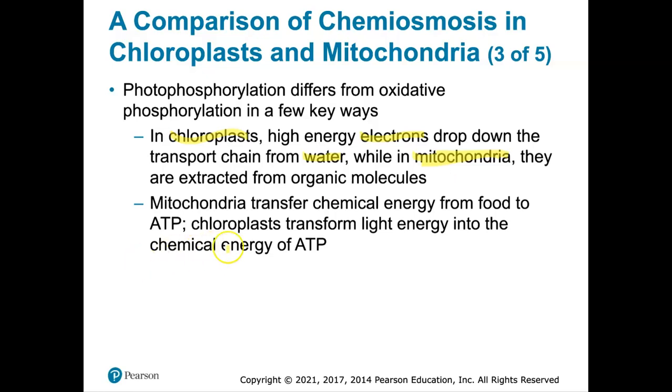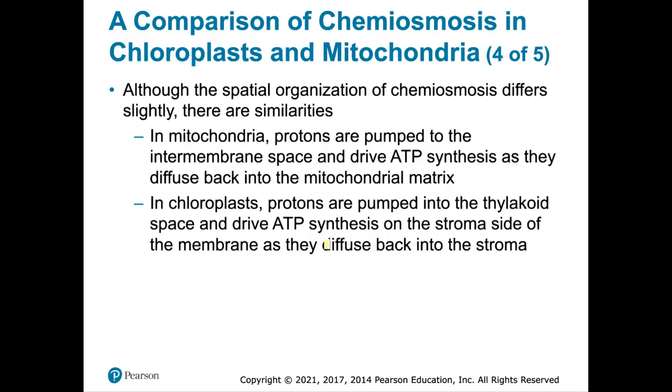And mitochondria transfer chemical energy from food to ATP, whereas chloroplasts transform light energy to ATP. So in the mitochondria, chemical energy is transferred to produce ATP, and in chloroplast, it is light energy that is used to generate ATP. That's just a little comparison.